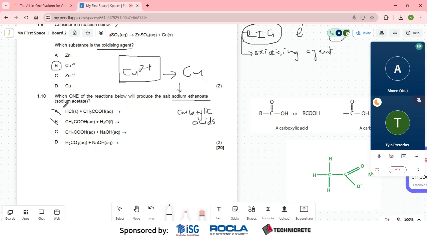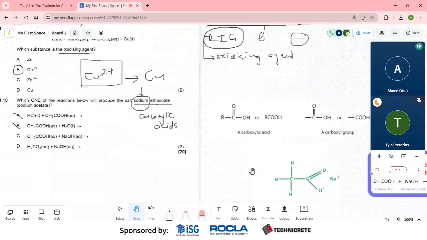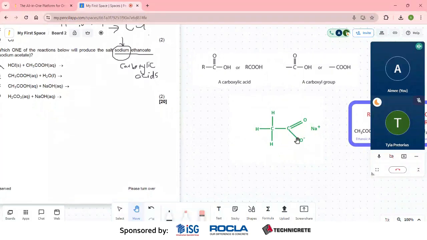We've gone from having a 25% chance of getting the right answer to a 50% chance just by eliminating the options that don't have one of the major components we're looking for, and that's sodium ethanoate. So now to determine which one it's going to be, and we know it's a carboxylic acid, let's have a look at the functional group of a carboxylic acid. Here is what sodium ethanoate looks like.